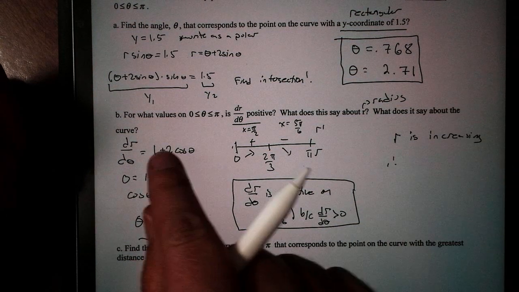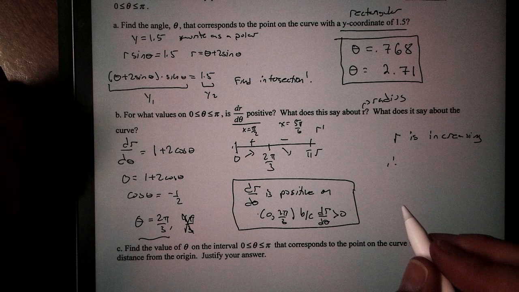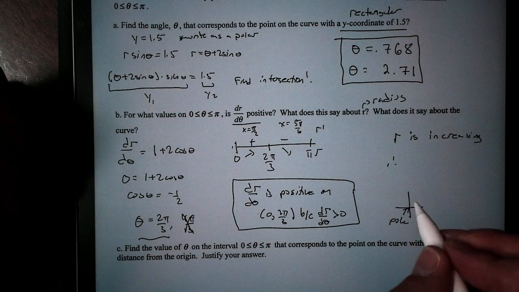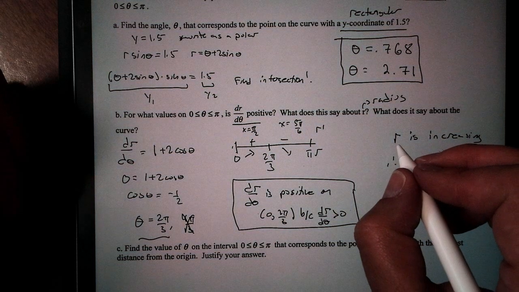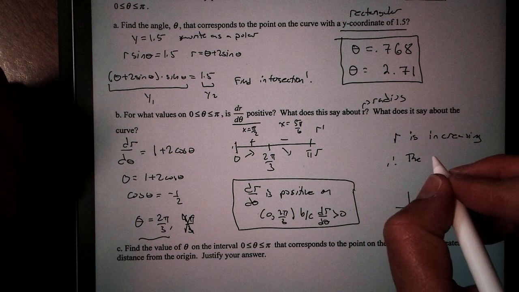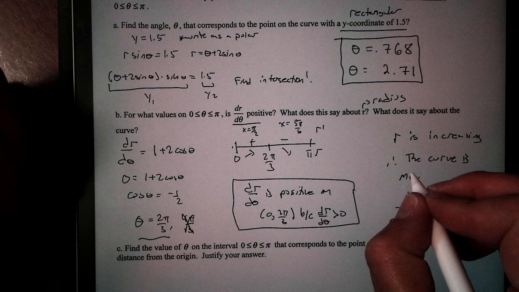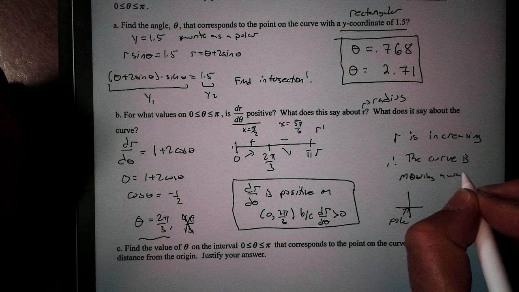Therefore, what does it say about the curve? Well, if r is increasing and we always measure r from the pole, we are saying that the curve is moving away from the pole.